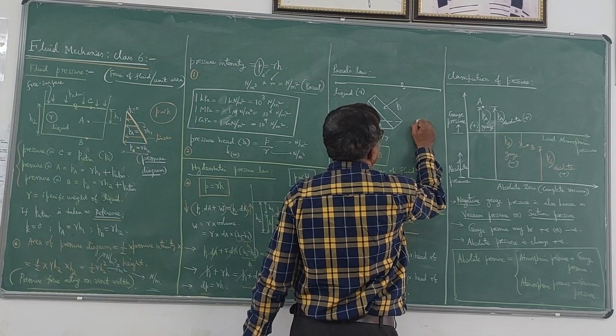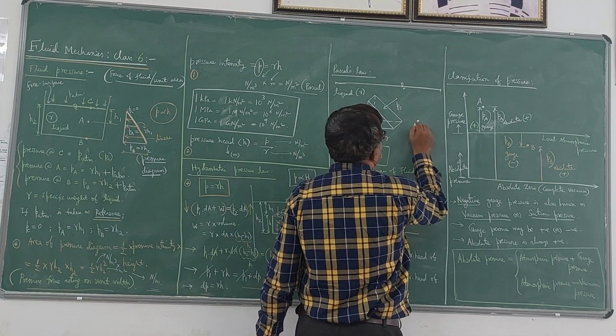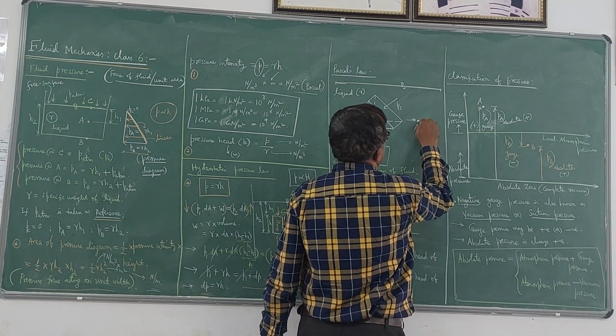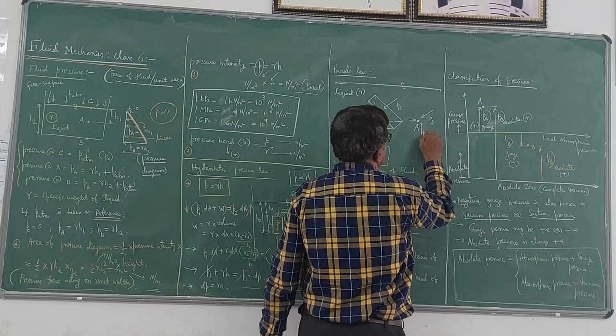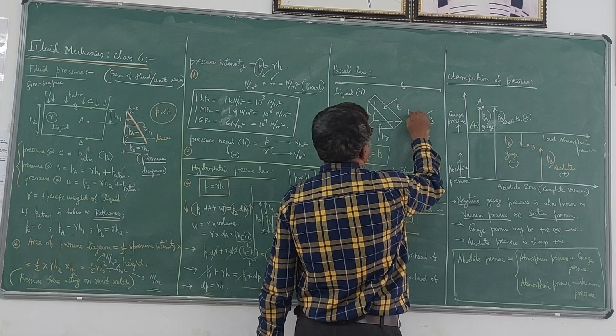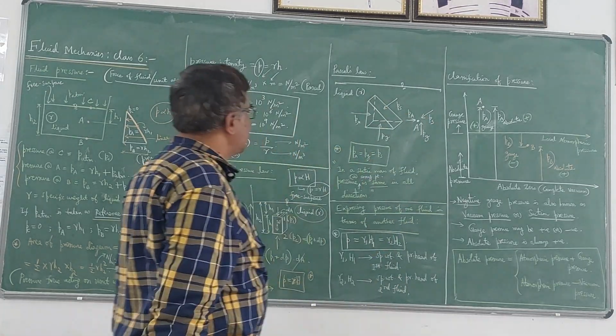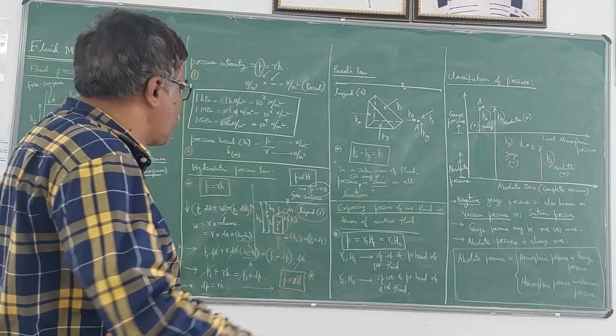So I am considering a point here. At that point, whatever Px is there, Py is there, Ps is there, or Pz, whatever it is, they are all the same. That is the meaning of Pascal's law. You can always prove that. You can refer to the book for the proof.